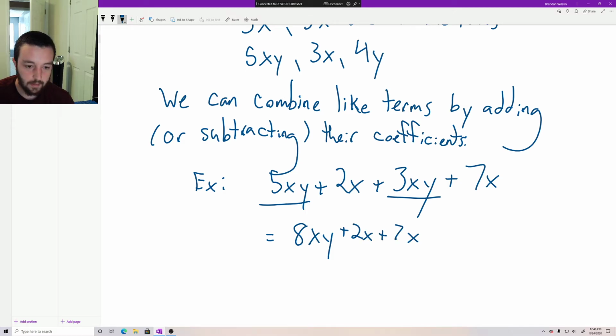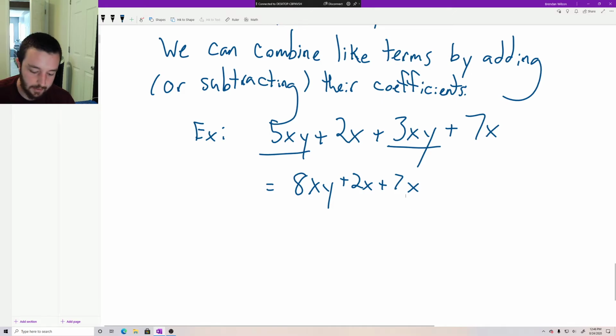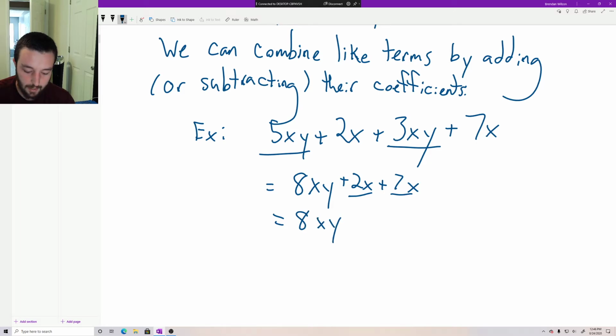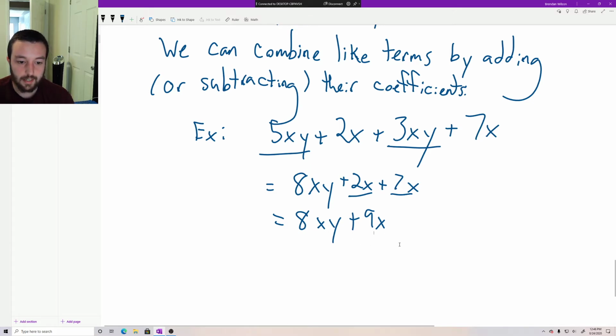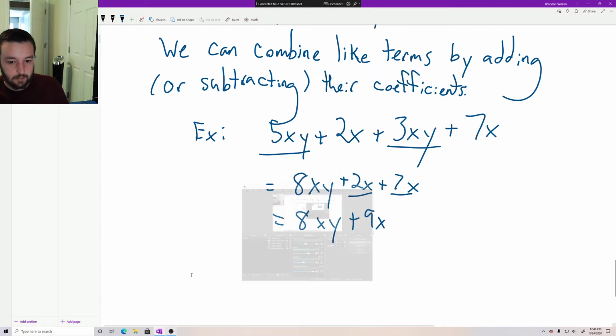Okay. Now 2x and 7x, those are also like terms. So again, we can add their coefficients together, the 2 and the 7, and we'll get 9x. Now we're done because xy and x are not the same, so these are not like terms. Okay. So this is how we would combine like terms here.